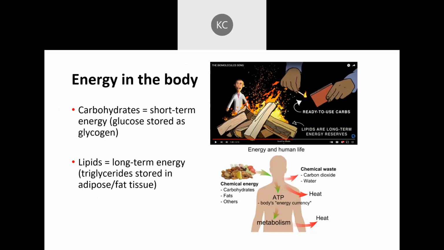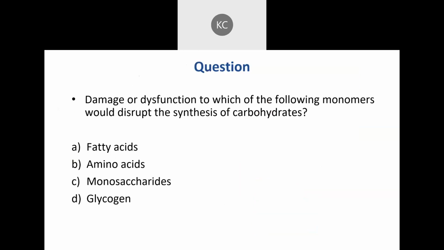So we can break down carbs into sugars and then use those sugars to make ATP. Right? So answer this question: damage or dysfunction to which of the following monomers would disrupt the synthesis of carbohydrates? So pause the video, try to answer the question. I'm going to move on.